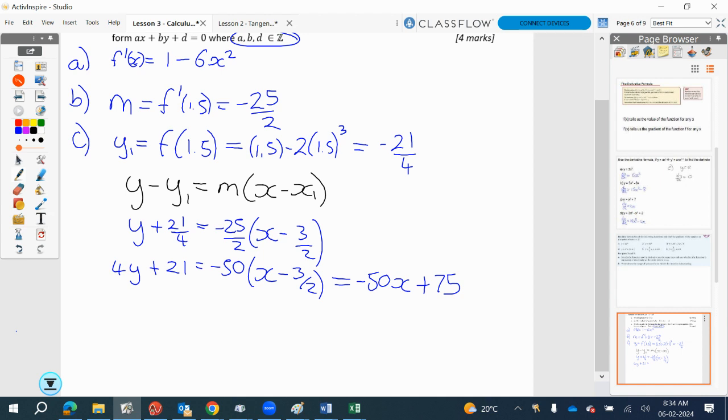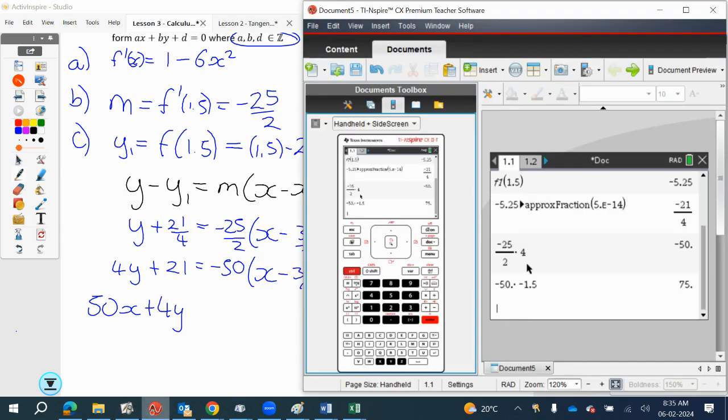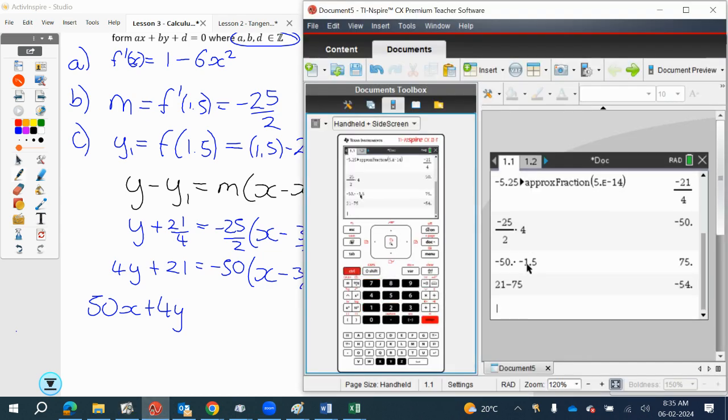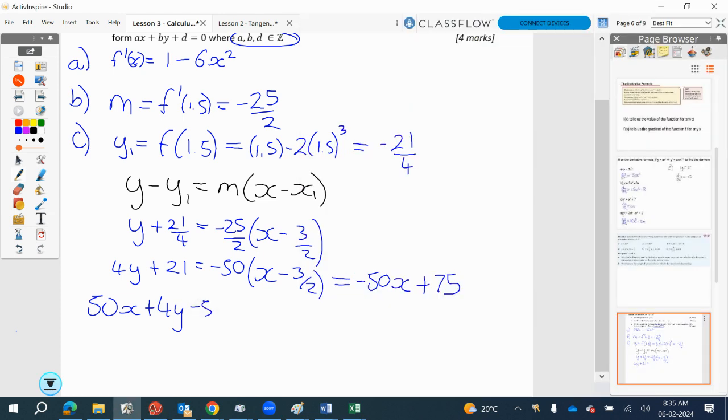Rearrange everything over to here. We'll get 50x plus 4y. We've got 21 minus 75, don't we? Let's need a calculator for that one. What do we get? Minus 54.